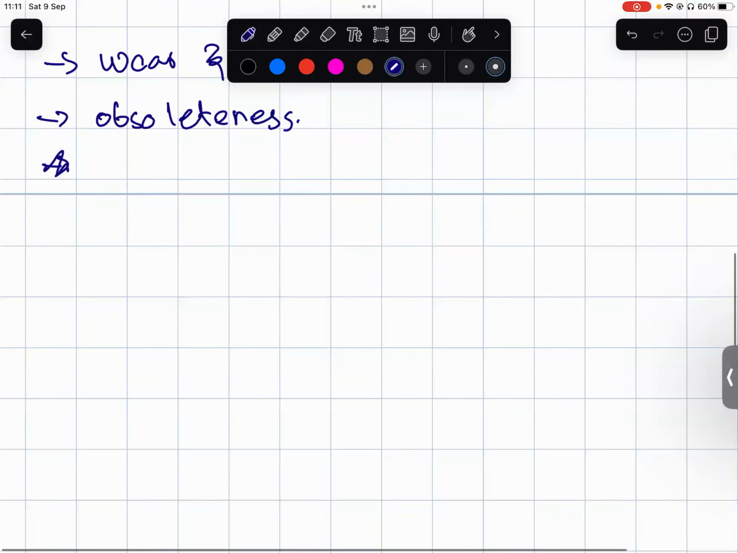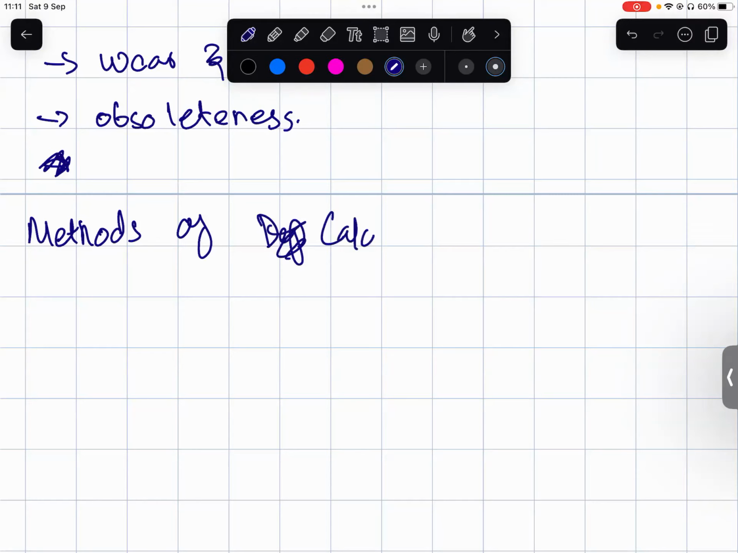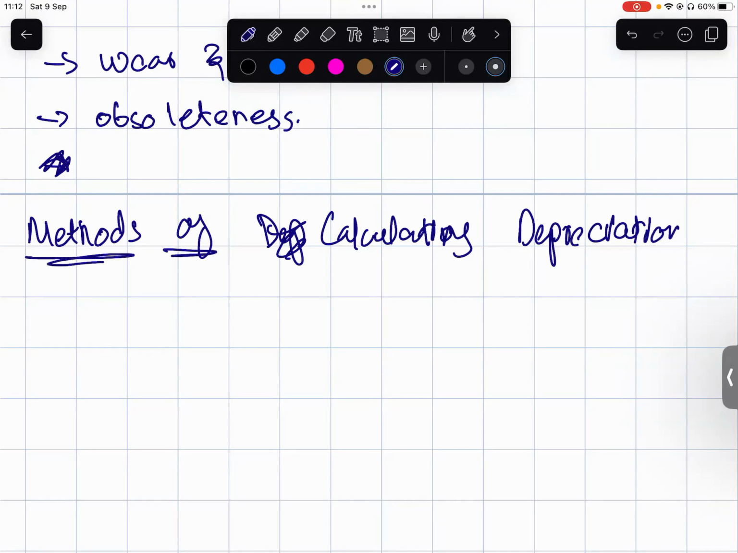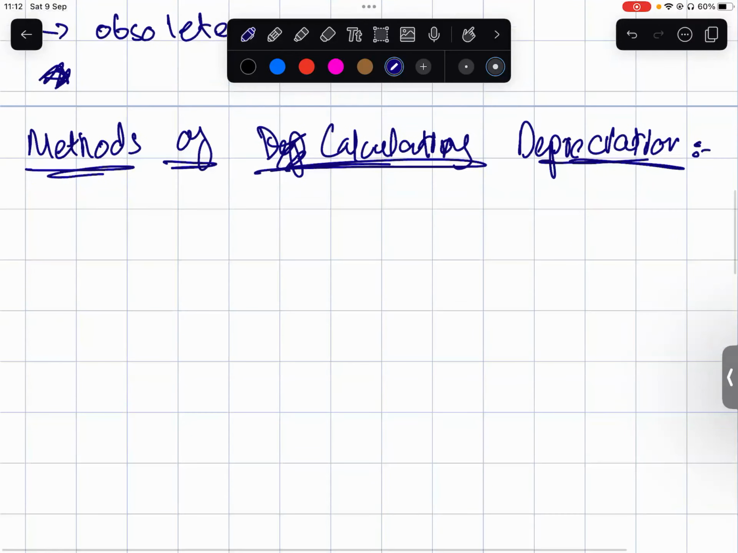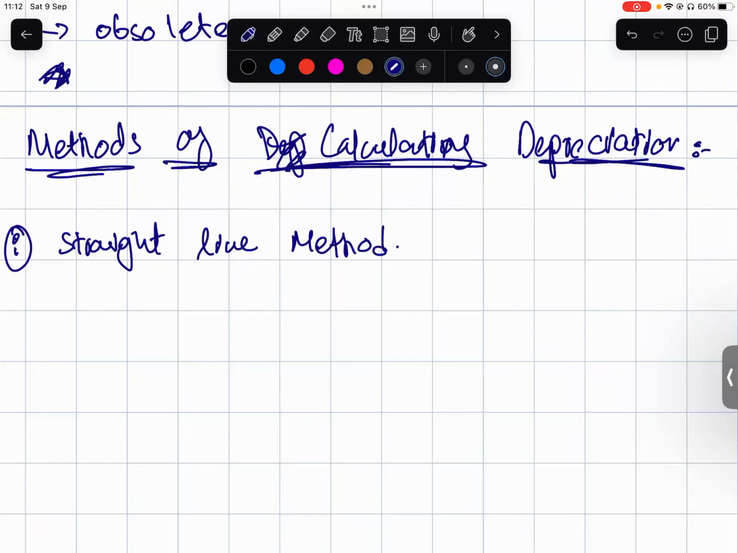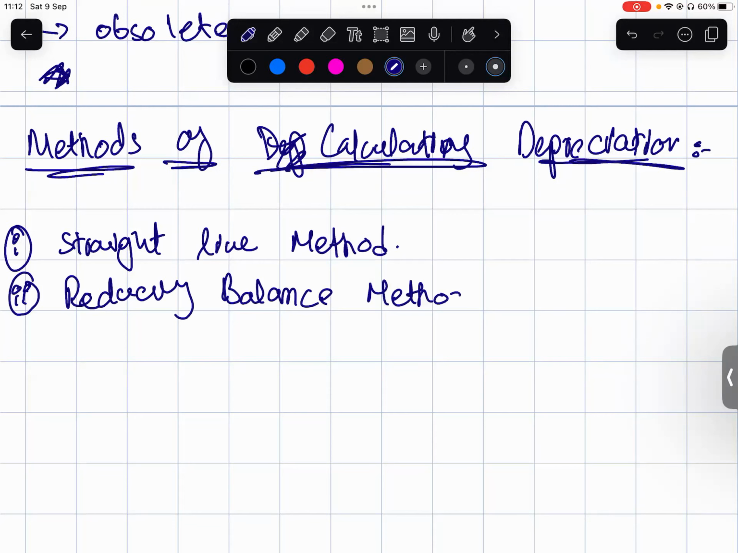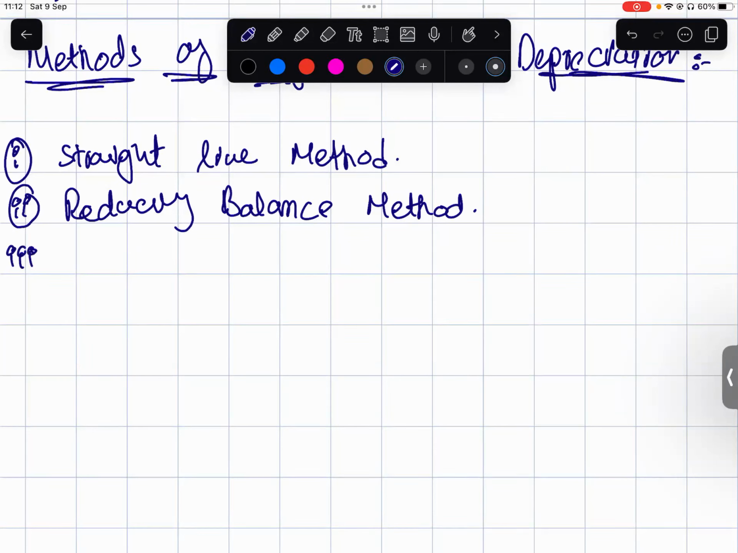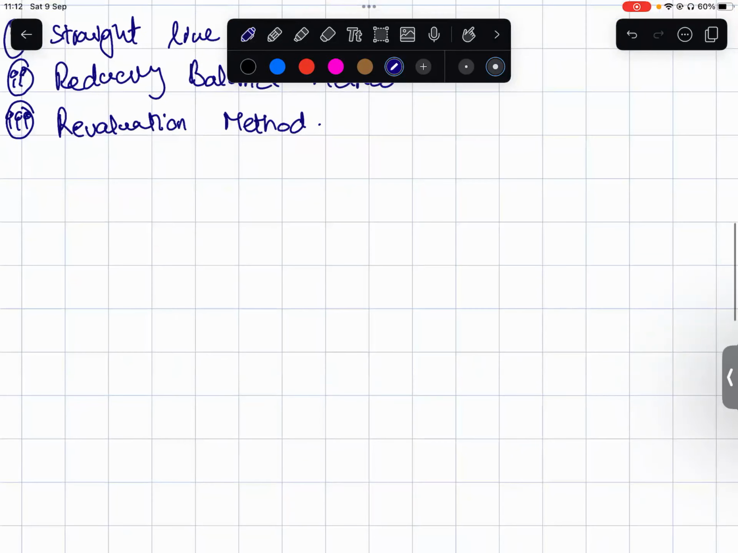Okay, so let's now talk about the methods of calculating depreciation. So first of all, we have the straight line method. Then we have the reducing balance method, and then we have the revaluation method. So there are these three methods to calculate depreciation, and these are all very simple. We'll begin with the straight line method.